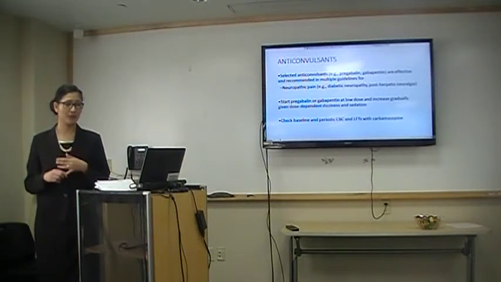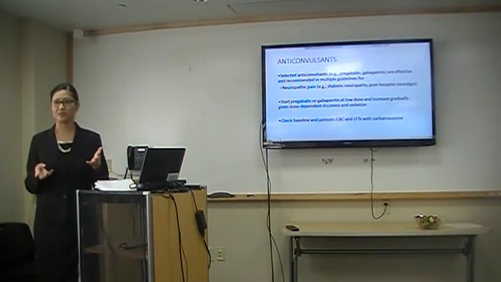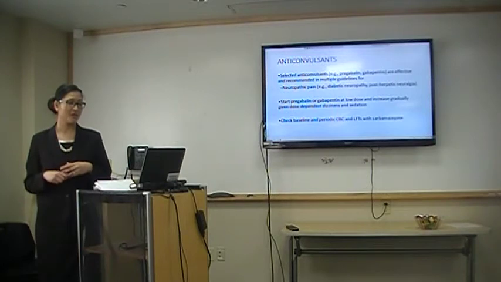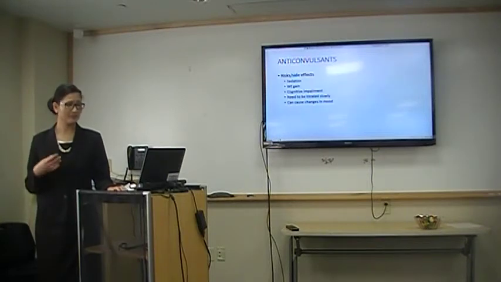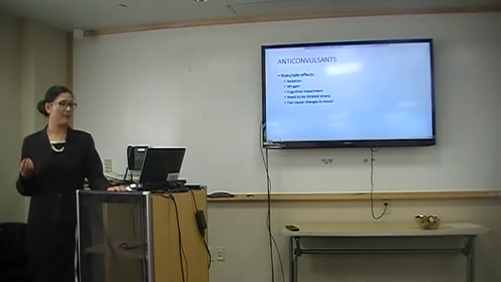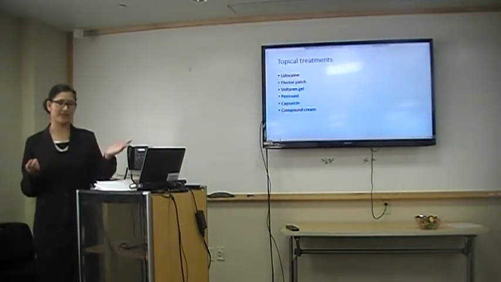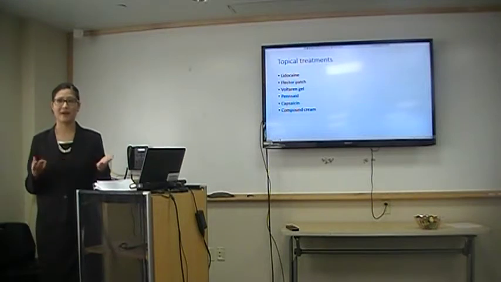So again, we have to start low and then increase gradually, because there can be some dose-dependent dizziness and sedation. There are some anticonvulsants where we have to do some monitoring, like some lab work, CBC, liver function tests, because they can also affect the liver. But, again, balancing those risks and benefits. So other side effects we want to watch out for, weight gain, cognitive impairment, and then changes in mood for anticonvulsants.